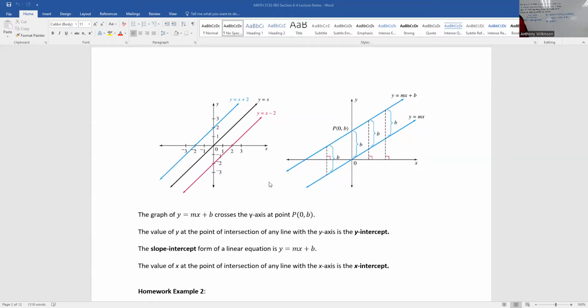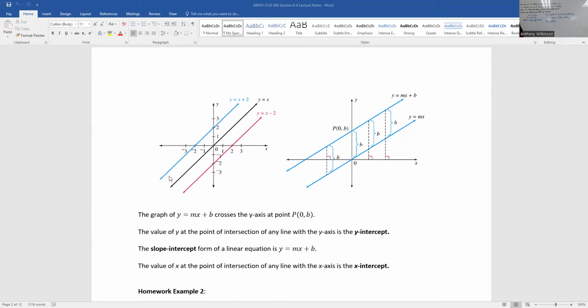And the value of x at a point of intersection of any line with the x-axis is called the x-intercept. So with this line here, y equal mx plus b, here's my x-intercept right here, because it's crossing the x-axis at some point. And if we look at these over here on the left, like y equal x minus 2, the x-intercept would be at 2, because y equal x minus 2 crosses the x-axis at 2, whereas for the y-intercept, it crossed the y-axis at negative 2.